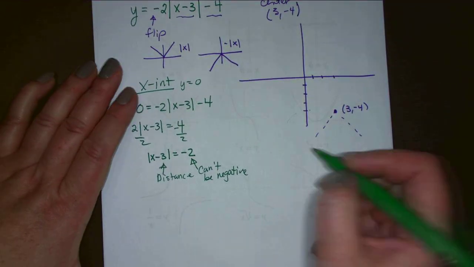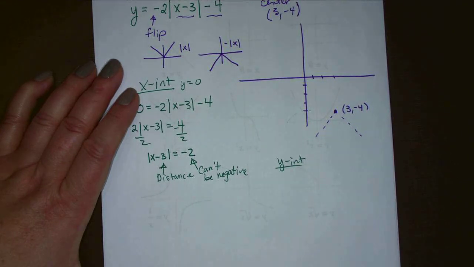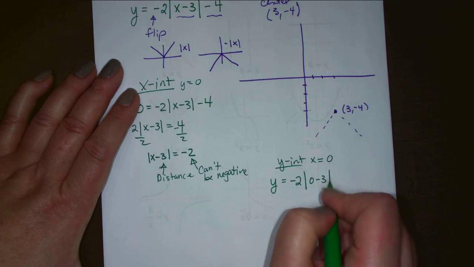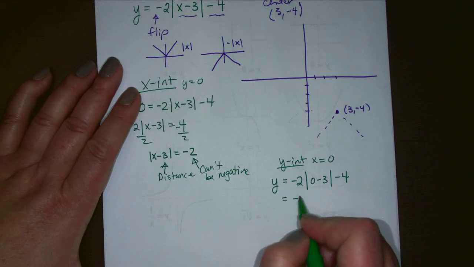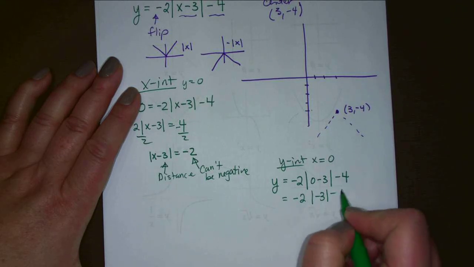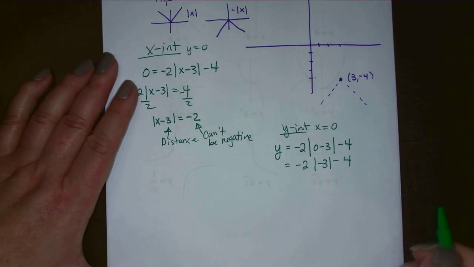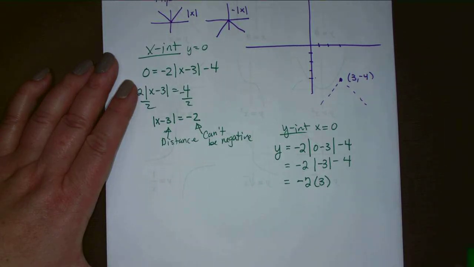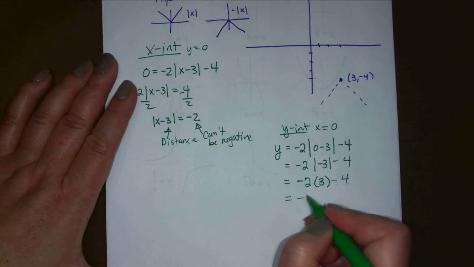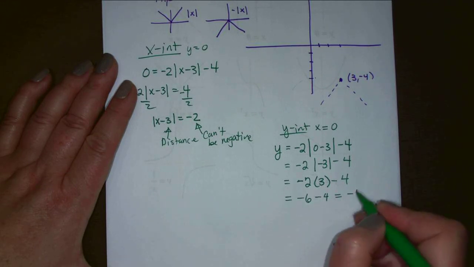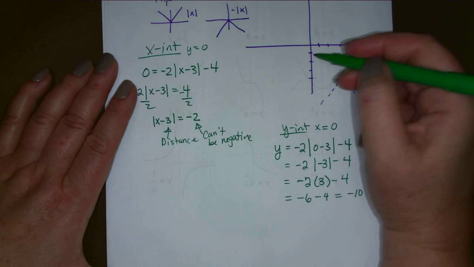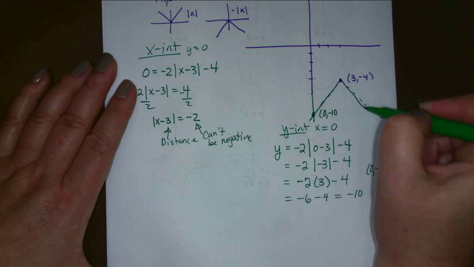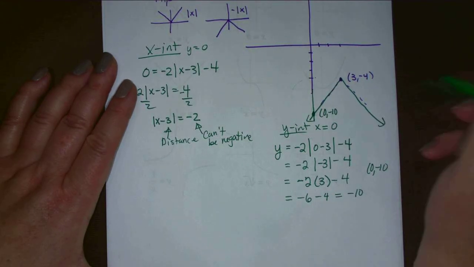Our y-intercept, all right, so carefully here, absolute value of -3 is what? +3. So this is -2 times +3. Absolute value of -3 is +3. So we get -6 minus 4, minus 10. 0 minus 10. So this will go through at -10. And that would be your graph.